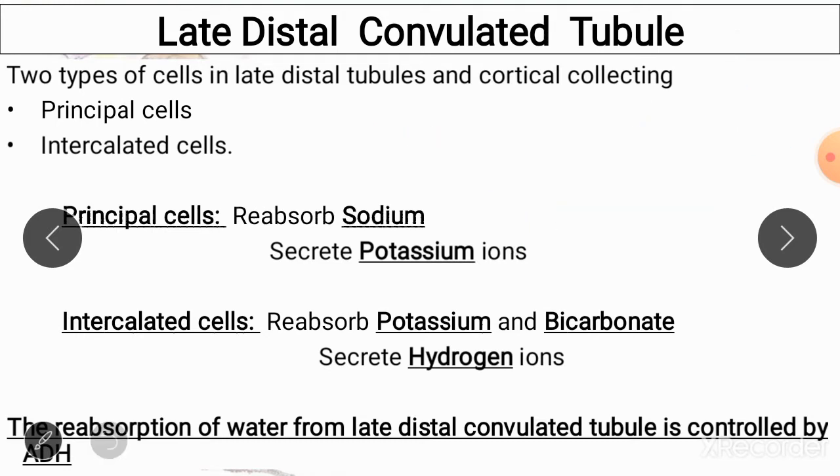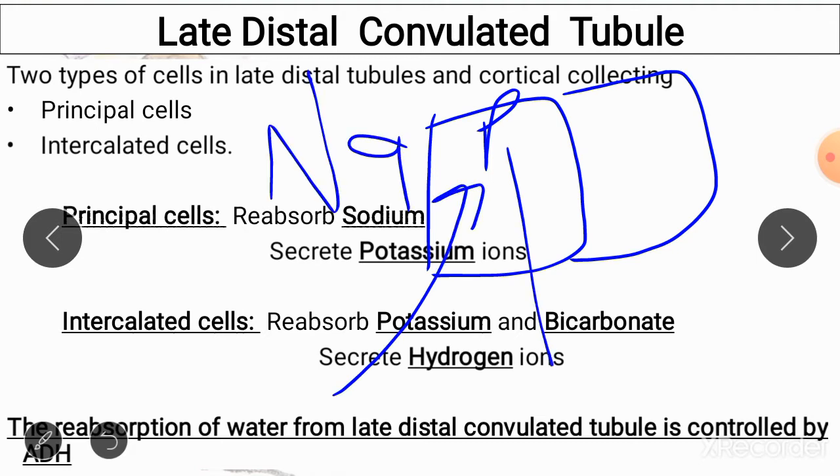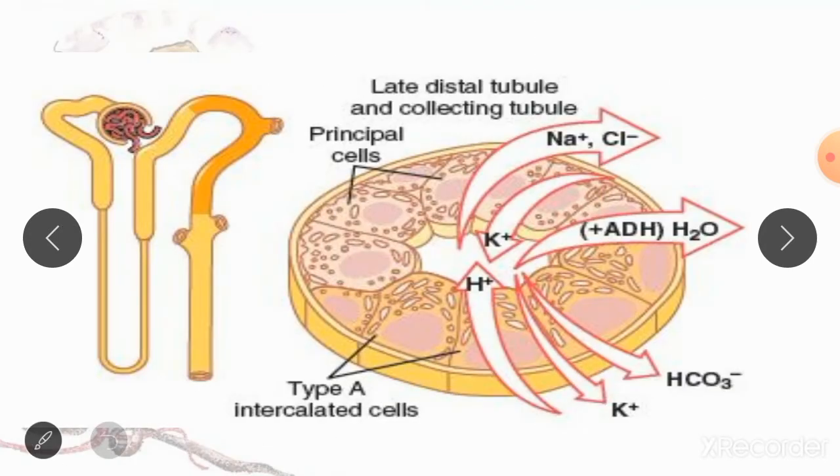So as a revision, let me tell you, your late distal convoluted tubule has two types of cells: the principal cells and intercalated cells. Principal cells reabsorb sodium and they secrete potassium into the lumen. Your intercalated cells reabsorb potassium and excrete hydrogen ions. So this is very important. You must remember this. And your late distal convoluted tubule is impermeable to water in the absence of ADH and highly permeable to water in the presence of ADH.